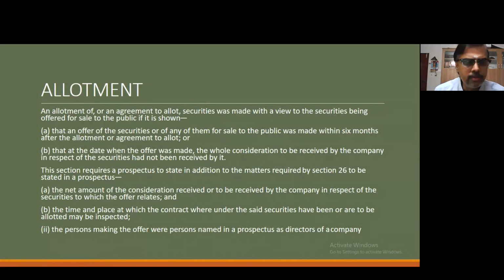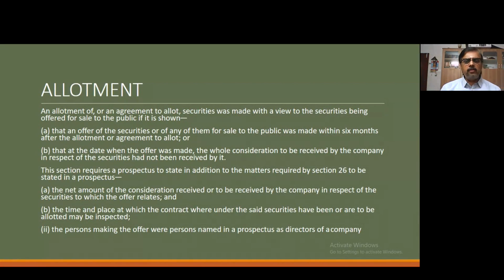And what should be stated here, very importantly, is the net amount of the consideration received for the allotment or to be received by the company in respect of the offer, and the time and place at which the contract where the said securities are being or to be allotted may be inspected. Understand this carefully, because a company may enter into an agreement with a financial institution where the company has promised to offer securities. Then there will be an agreement for inspection. So the prospectus should also state that this is available for inspection at such and such place. Normally, you can keep it at the registered office.